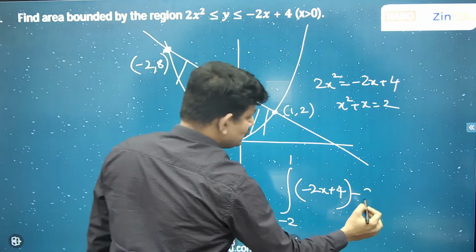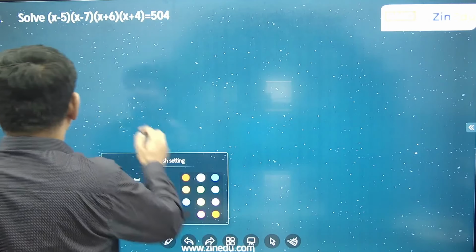Next question. This is again a standard question. Solve (x minus 5)(x minus 7)(x plus 6)(x plus 4) equal to 504. So, here this is a biquadratic. Biquadratic is not in the syllabus, so definitely there will be some mechanism to convert this into a quadratic. So, you have to tactfully pair them. How to tactfully pair them?